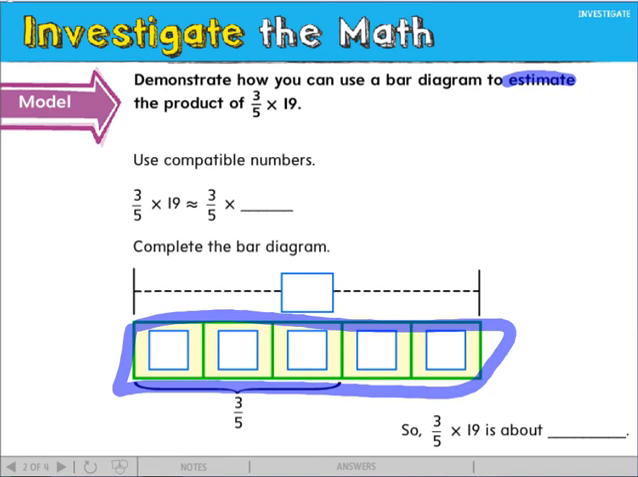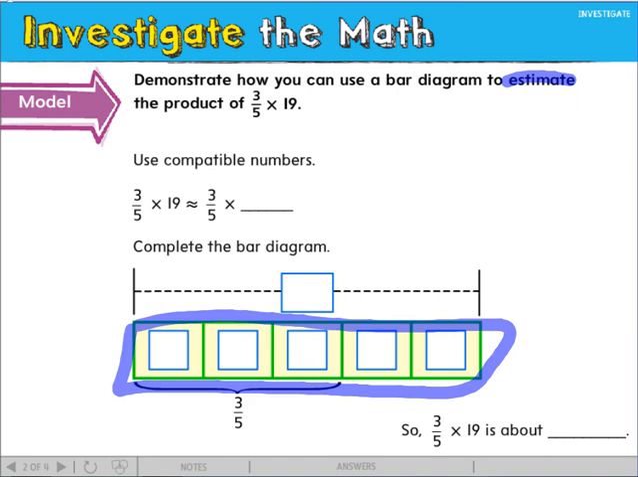Okay? Now, we're going to use compatible numbers. What does that mean? Numbers that fit the problem best. In other words, numbers that are easy to work with. Okay?